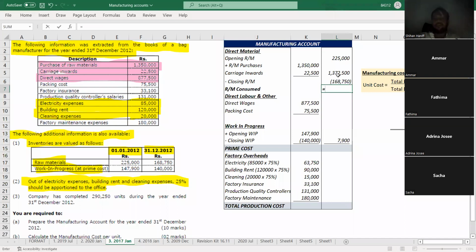Okay, how much is the total production cost?